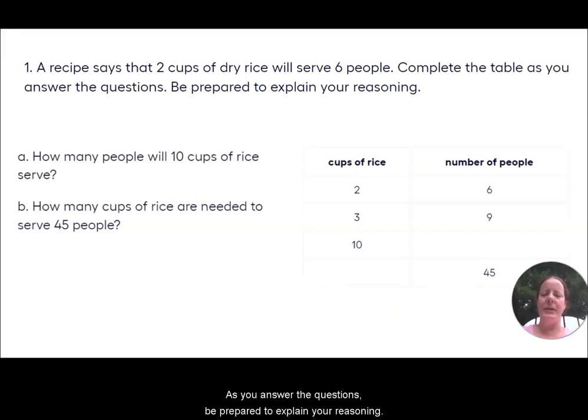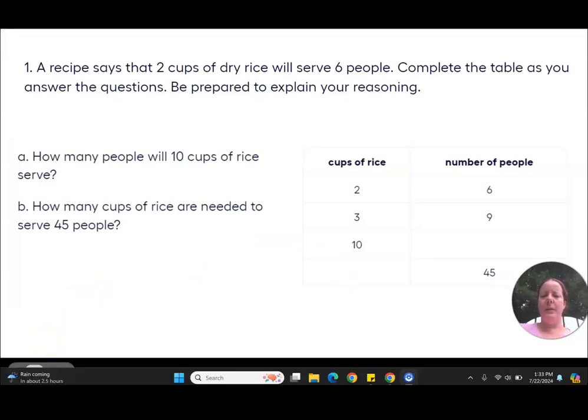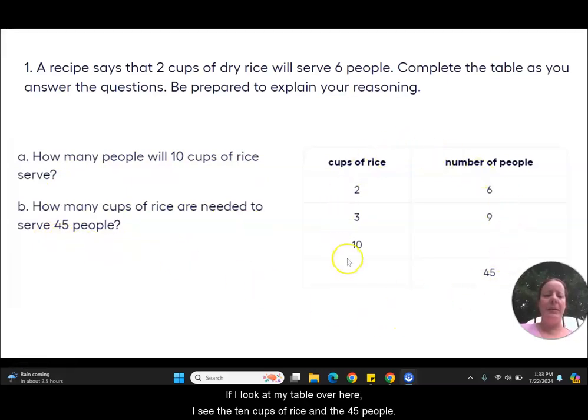Complete the table as you answer the questions. Be prepared to explain your reasoning. Okay, so we have 2 questions here. How many people will 10 cups of rice serve? And how many cups of rice are needed to serve 45 people? If I look at my table over here, I see the 10 cups of rice and the 45 people.